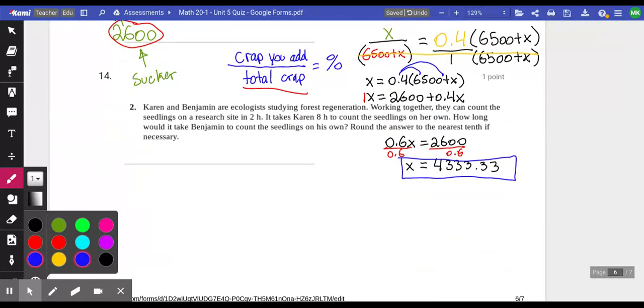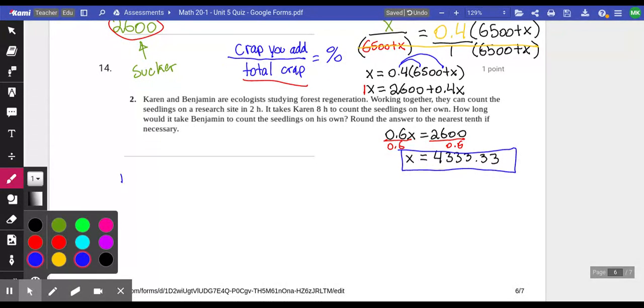Number 2. This is a work problem. Our work problem followed the formula: time together divided by individual time, plus time together divided by the other individual time, equals one job done. So no matter what the question is, if there's a job being completed, that's your formula. This said Karen and Benjamin are ecologists studying forest regeneration. Working together, they can count the seedlings on a research site in 2 hours. It takes Karen 8 hours to count the seedlings on her own.